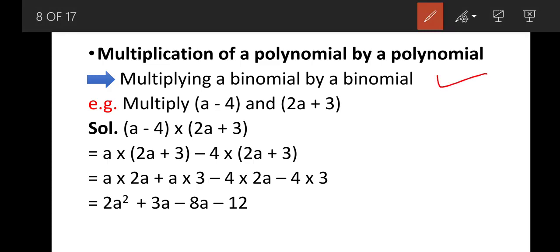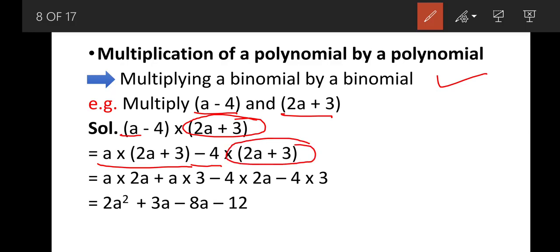What do you mean by a binomial? An algebraic expression having two terms is called a binomial. So this has two terms. Two terms are also present in this expression. So both these are binomials. And what you are supposed to do, as I told you, is multiply the first term of the first expression, that is a, by both the terms of the second expression, like I have done here. You will write a into the second term, minus 4 into the second term.